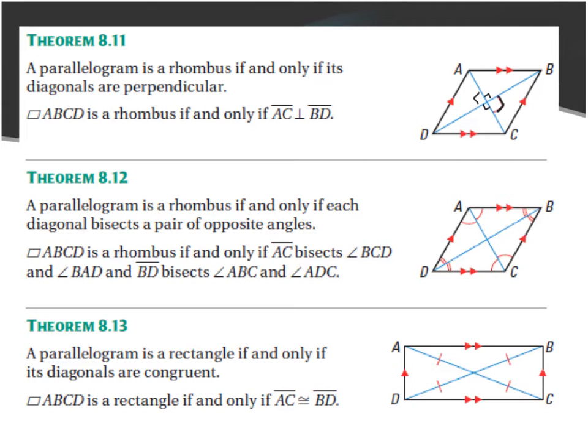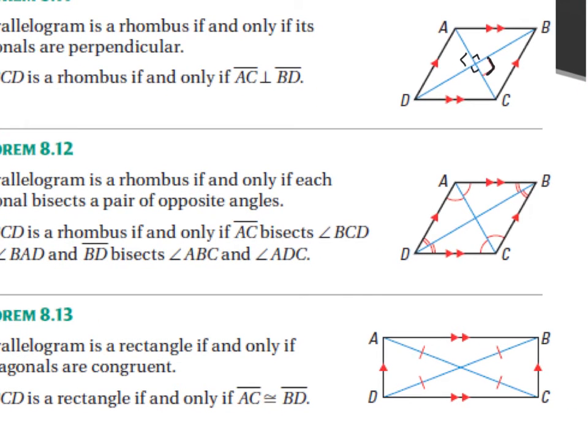The second one says a parallelogram is a rhombus if and only if each diagonal bisects a pair of opposite angles. We said the opposite angles are congruent because it's a parallelogram, but now we're saying take those congruent angles, so this one matches this one, and cut them in half. So this matches this, and this matches this. And then the same here. If this matches this, then I can cut them in half. So there are 4 of the same angles when you draw those diagonals in across from each other.